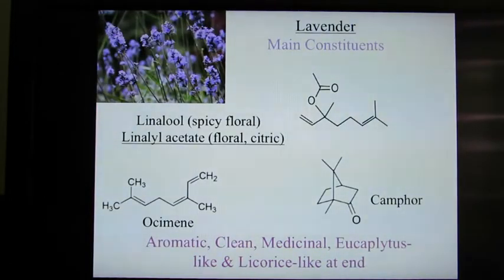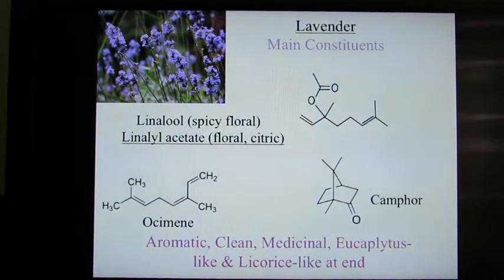Again, they're quite unique compared to what we've seen for rose and jasmine. I've shown 2 structures for a linalool backbone. The linalool is the alcohol, the OH, which is not shown, but has a spicy floral scent, and the linalool acetate, which is shown, has a floral citric scent, and this is, again, a terpene-type compound.